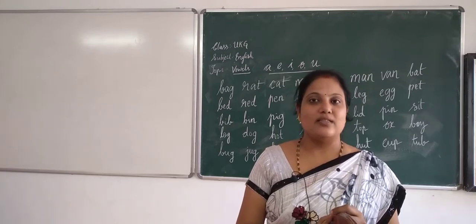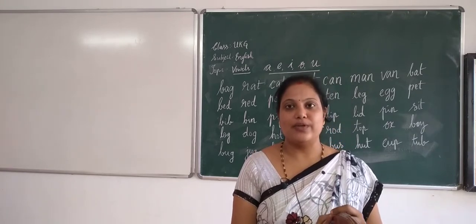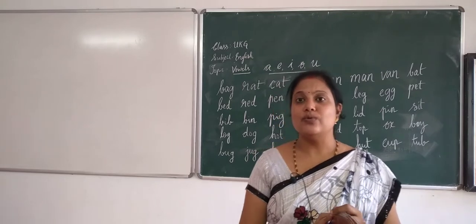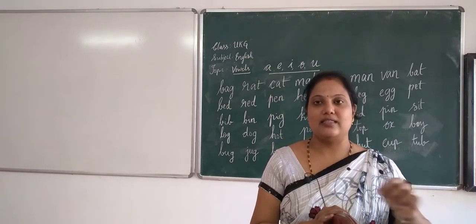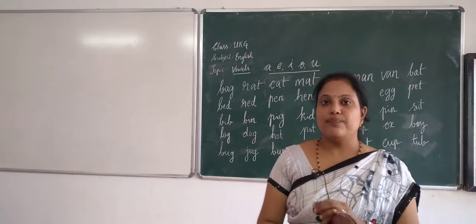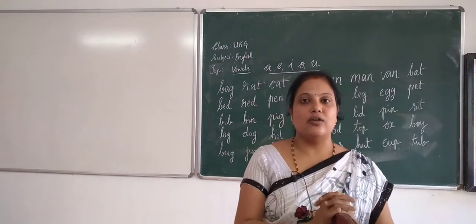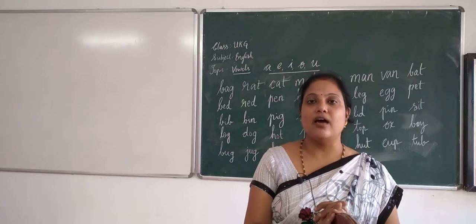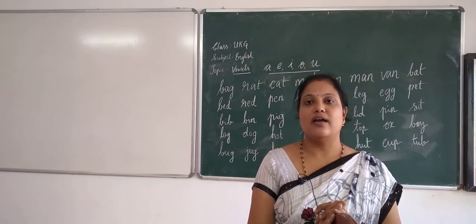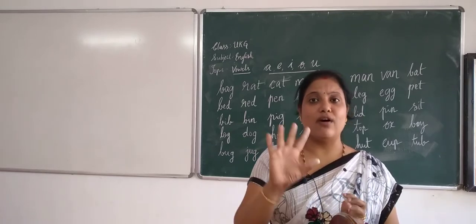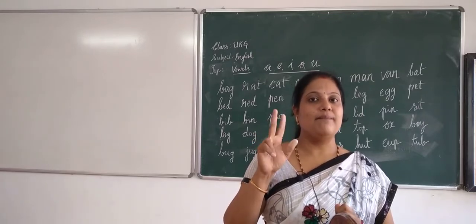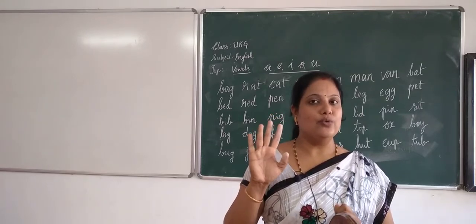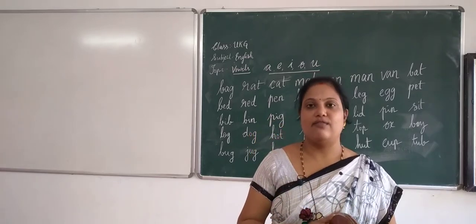Today is the English class. I am going to teach you the vowels. Are you all ready? In English letters, how many vowels are there? There are altogether 5 vowels. Which are they? A, E, I, O, U. I think you know that very well, right?